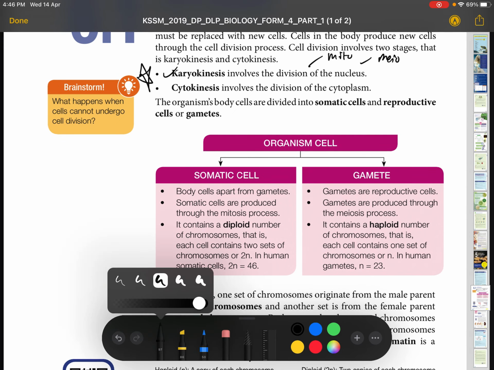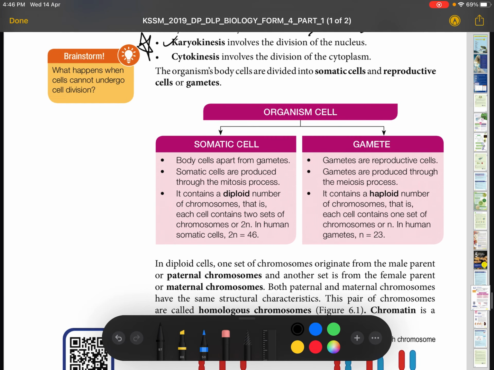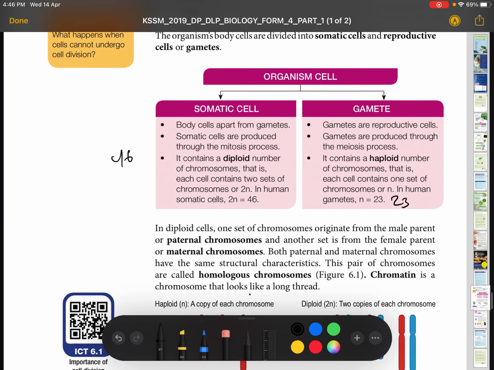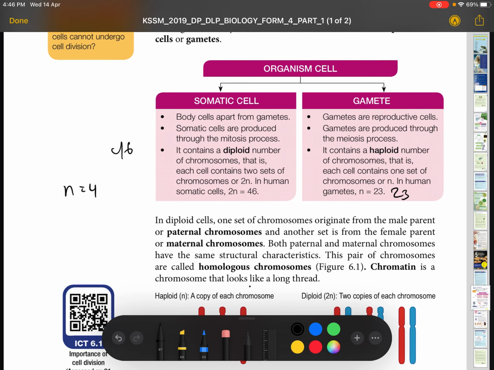The organism's body cells are divided into somatic cells and reproductive cells. Somatic cells usually go through mitosis, and they are the cells that you normally see around your body. They have a diploid number of chromosomes, which means double the normal set, which is 46 in humans. Gametes are reproductive cells, and they contain a haploid number of chromosomes, which is 23, half of a diploid. They are produced through meiosis.